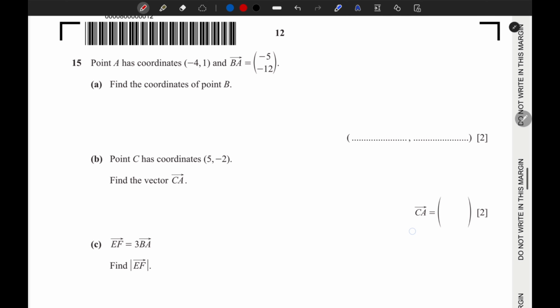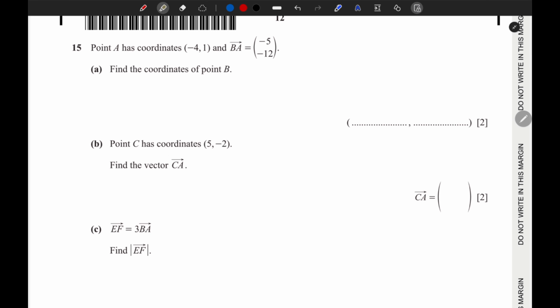Okay, now question 15. Point A has coordinates -4, 1. BA is -5, 12. Find the coordinates of point B. Whenever this is BA, suppose this is BA, BA is basically the position vector of A minus the position vector of B. So we have to find the coordinates of point B. We can take the coordinates of point B as x, y. So we are going to find x, y.